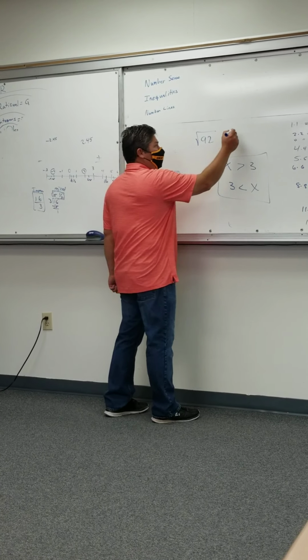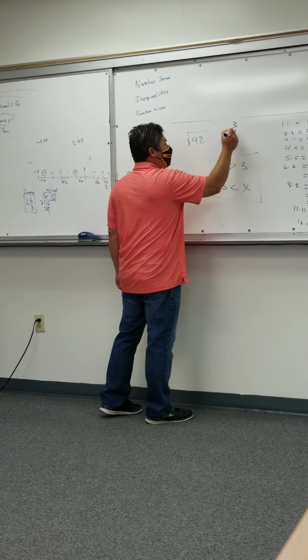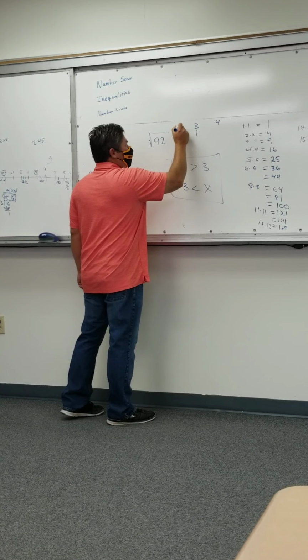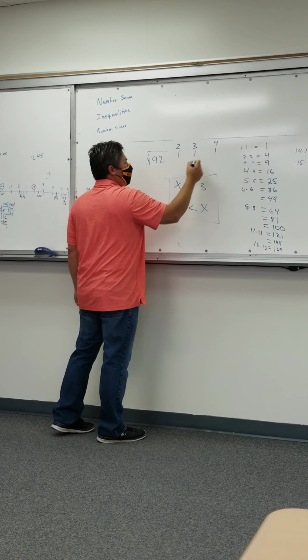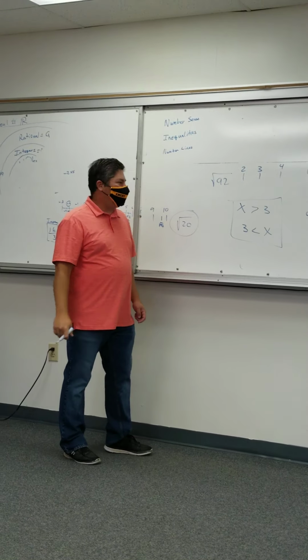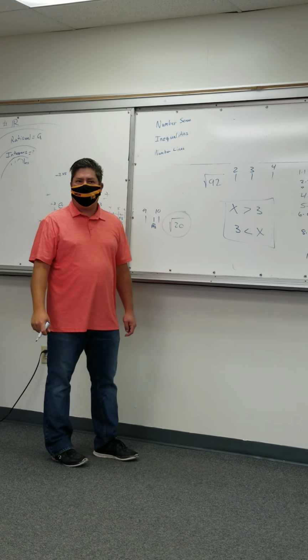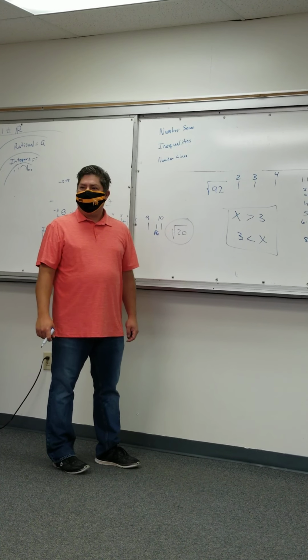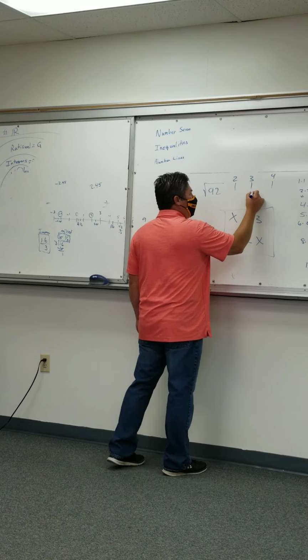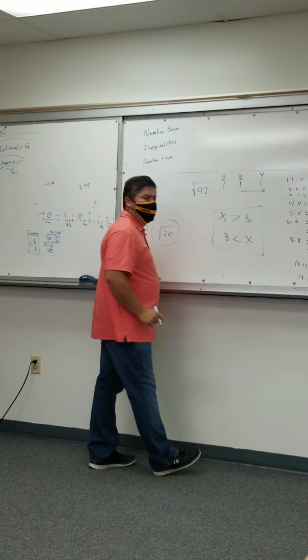So how would I mark this on a number line? Here's 3, here's 4, and here's 2. Those are the only ones I really care about, just so I know direction, right? Okay, so here's 3. How do I mark this on a number line? X is greater than 3. I go to the right of 3. Is that all I do?